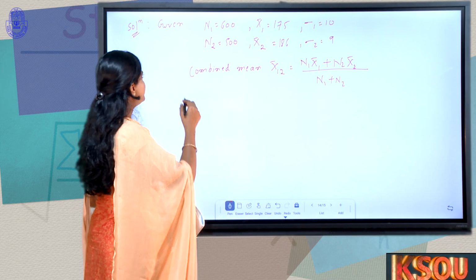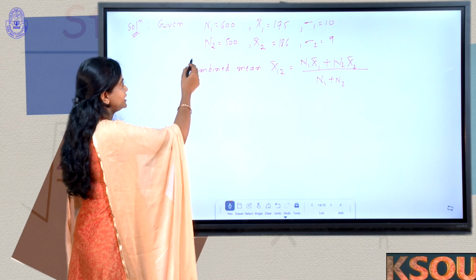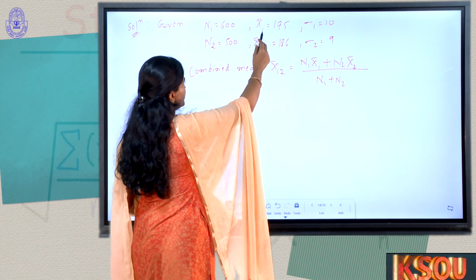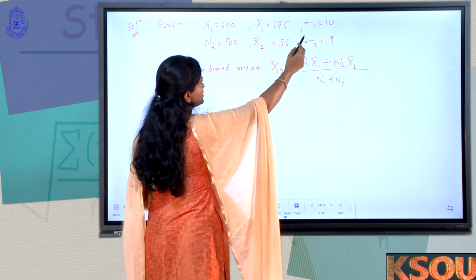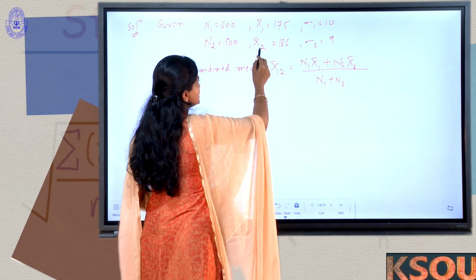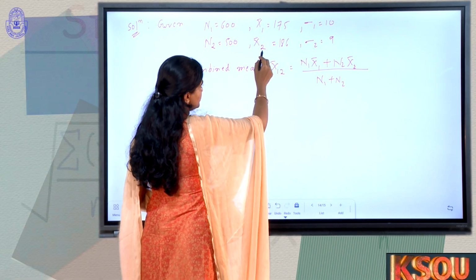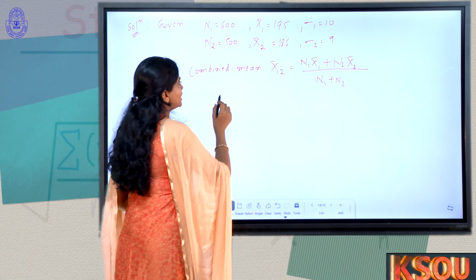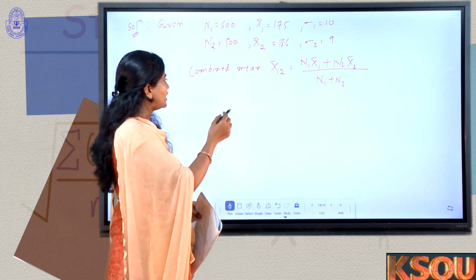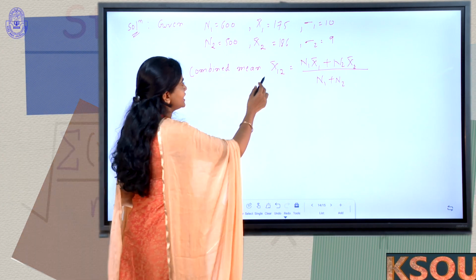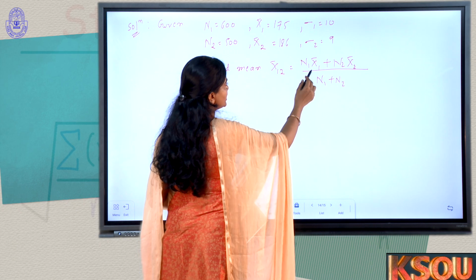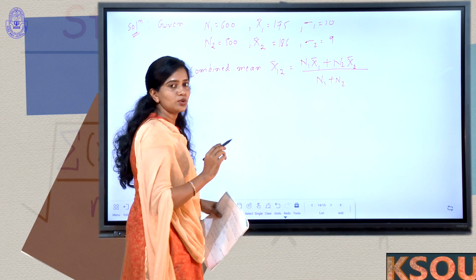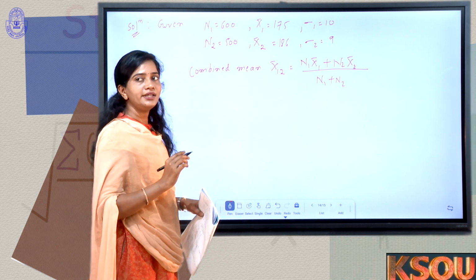So here I have taken the given data, that is n1 is equal to 600, n2 is equal to 500, x1 bar is equal to 175, sigma 1 is equal to 10, then x2 bar is equal to 186 and sigma 2 is equal to 9. Now you just take this formula, that is combined mean x12 bar is equal to n1 x1 bar plus n2 x2 bar divided by n1 plus n2, in order to calculate the combined mean.